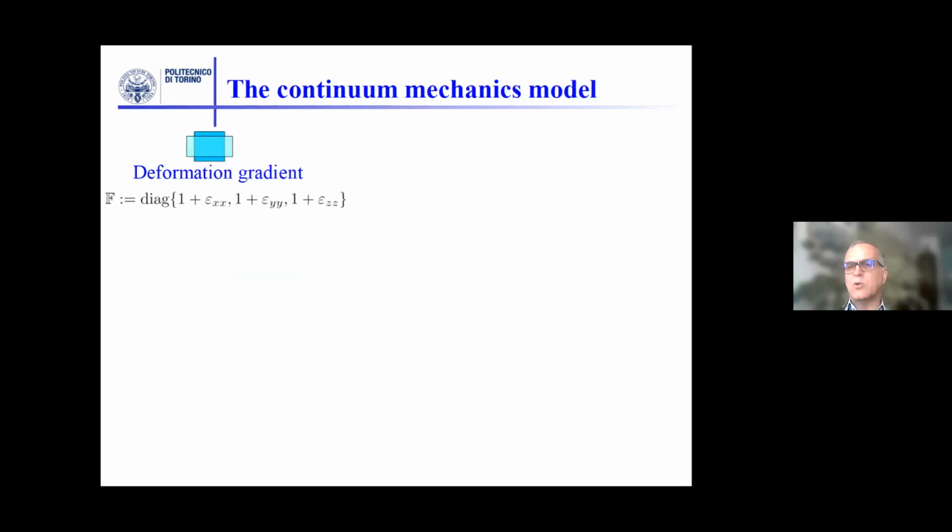Okay, so what did we do to explain this phenomenon? The first model that I'm going to present develops in the field of continuum mechanics. So you have this specimen, you deform it so that the deformation gradient is diagonal. This epsilon xx, epsilon yy, and epsilon zz are the strain in the 3 directions: X, Y, and Z.